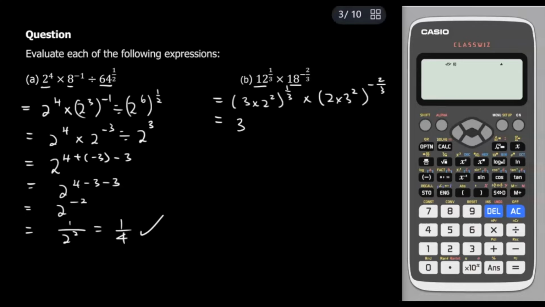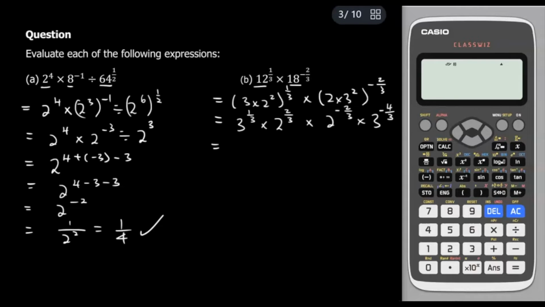So become 3 power 1 over 3, times, this is 2 power 2 over 3. And then times, this is 2 power negative 2 over 3. Then times, this is 3 power negative 4 over 3.